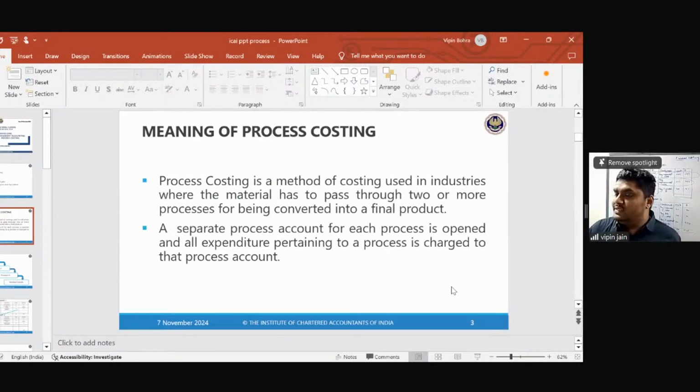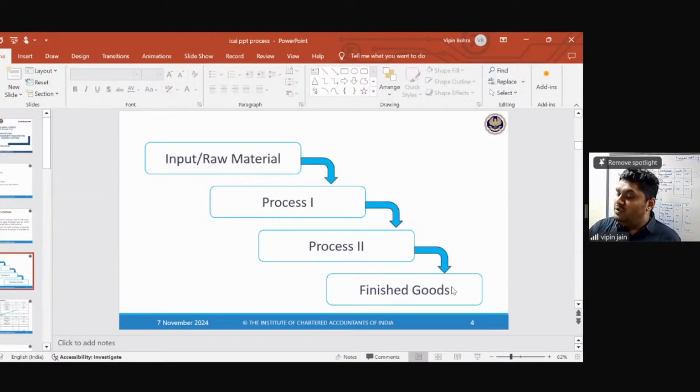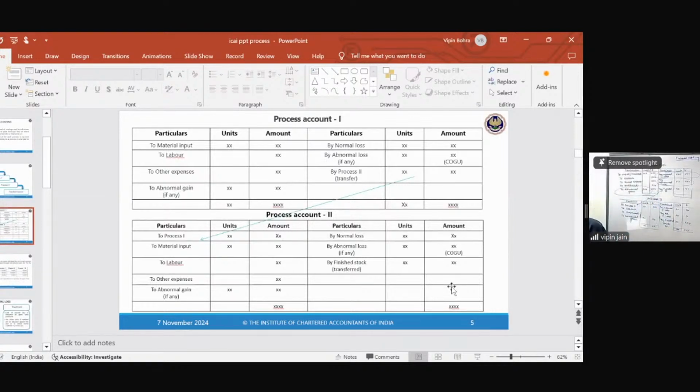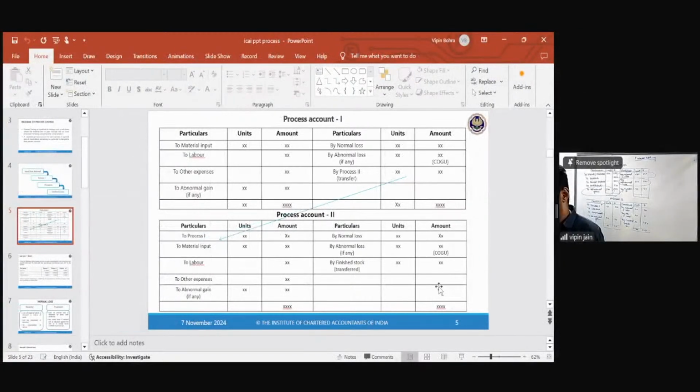So this is all what we discussed till now, wherein what's the meaning of process costing, how this mechanism works, the basic format of process account. You guys can refer the PPT, what I have shared. So you guys can please check. And those who want to copy this part can write it for your reference. Up to you.